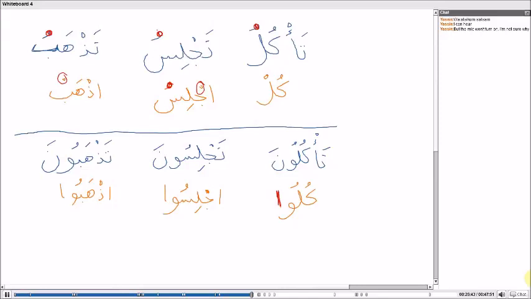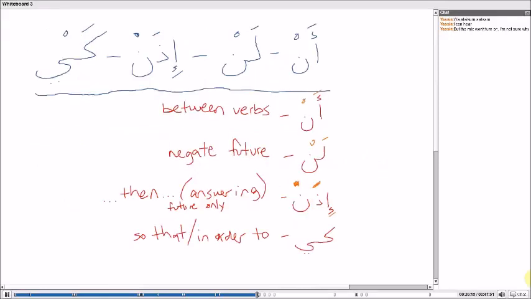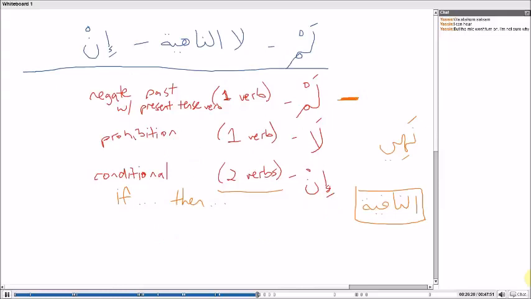You're going to say la ta'kulu, because your dhamma here is the noon. La ta'kulu, la tajlisu, la tadhhabu. Right? So your dhamma is your noon, which you drop. That is on how to make something prohibited. That's on how to make something la of An-Nahw. The la of An-Nahw. How to use that?